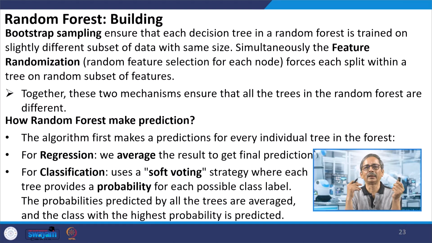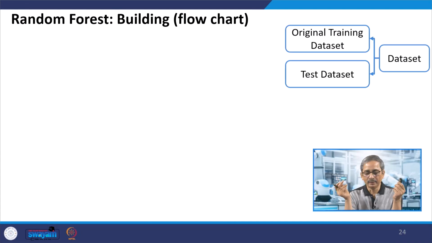Now here you see each tree provides a probability for each possible class level, and then these probabilities are averaged and the class with the highest probability is predicted. So this is how we do classification. The flow chart looks something like this.